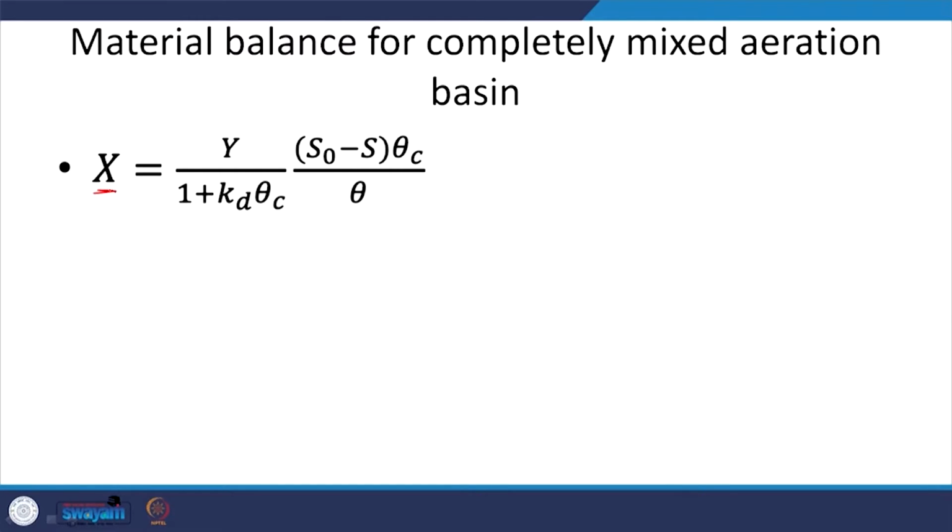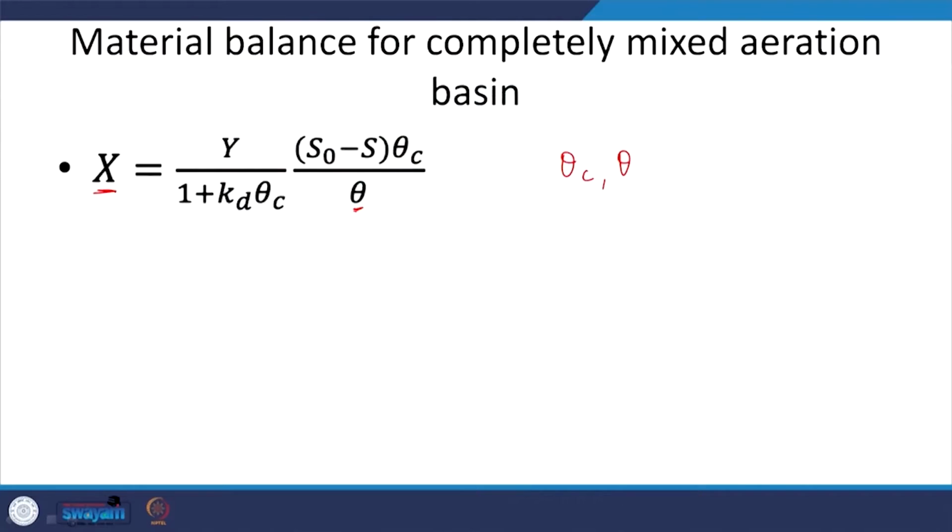X is the concentration of microbes that need to be maintained in the aeration basin, let us say, right. And that is dependent upon various variables, not just theta C. It is also going to depend upon the water, how often or how much time the water is going to be present in the system, right. For example, if theta is high, as in if the water is going to be present in the system for a longer time, then X, obviously you can see the effect, let us say.